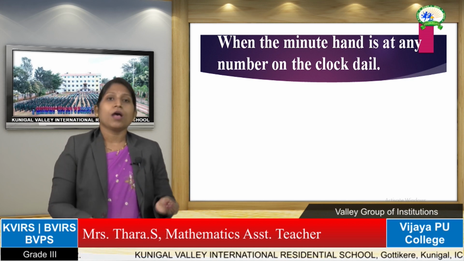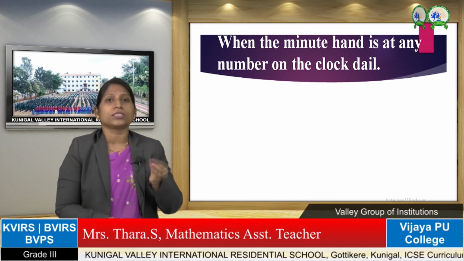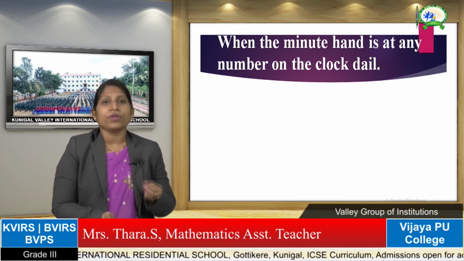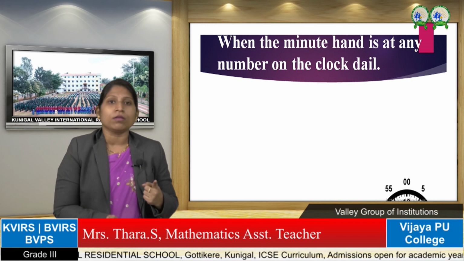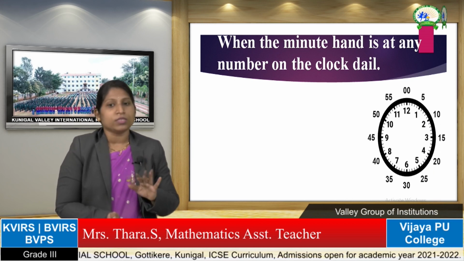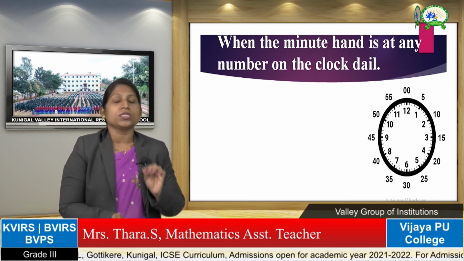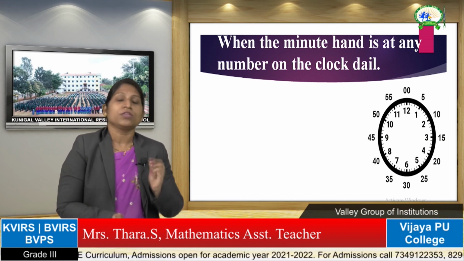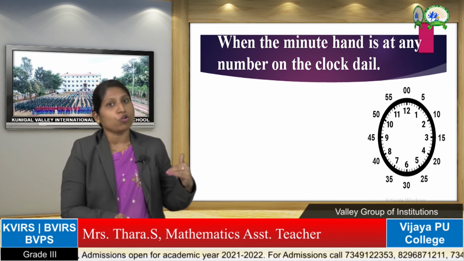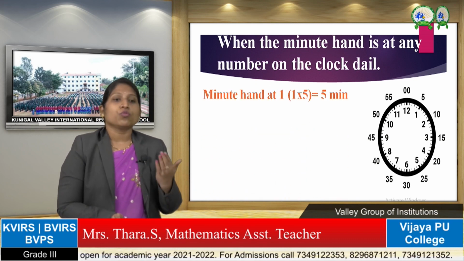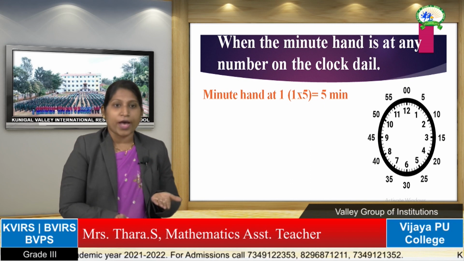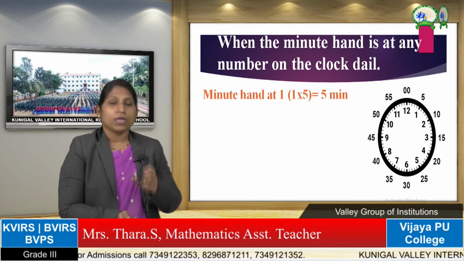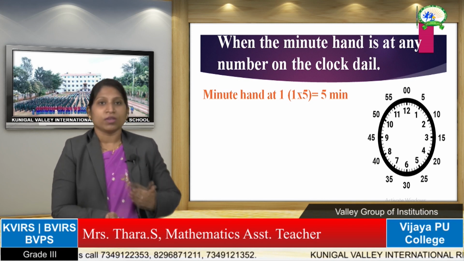Now the minute hand can be at any number. If it is at 1, it is 5 minutes; at 2, 10 minutes; at 3, 15 minutes; at 4, 20 minutes; at 5, 25 minutes. Like that we know how to read it. So if the minute hand is at 1, it will be 1 into 5. You have to multiply 5 with that number and tell 5 minutes, okay.